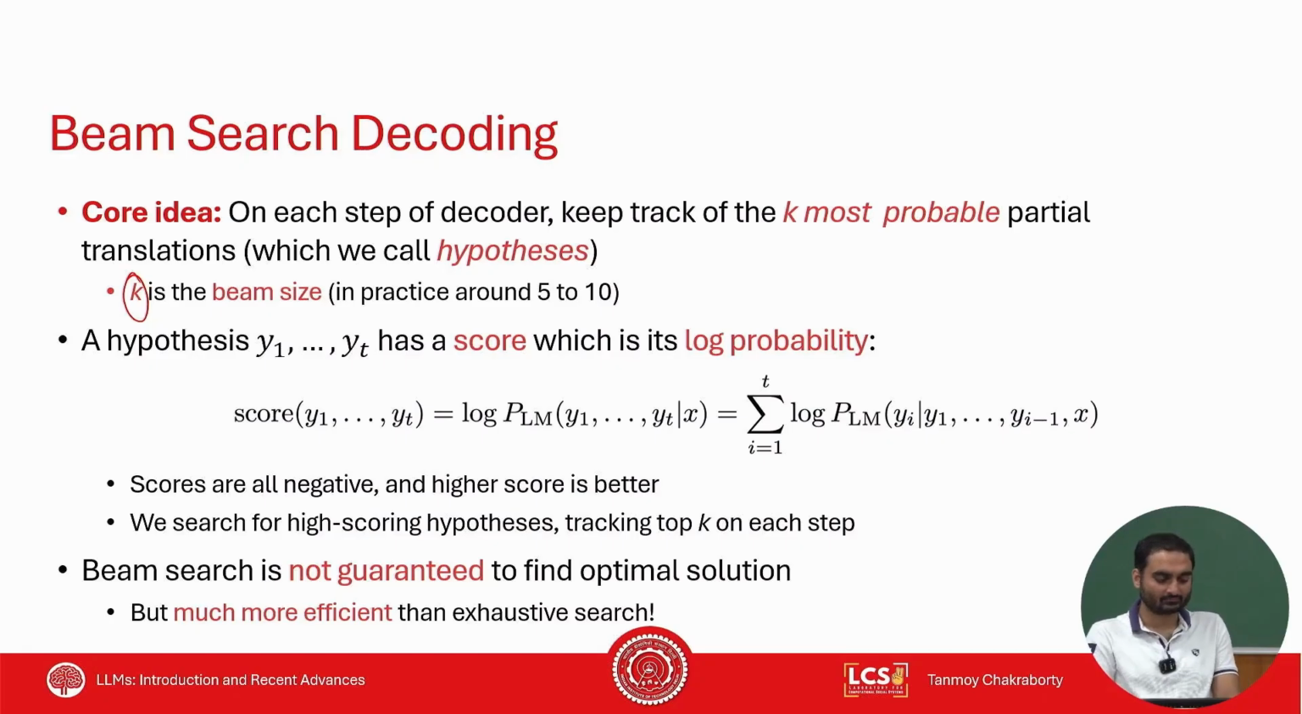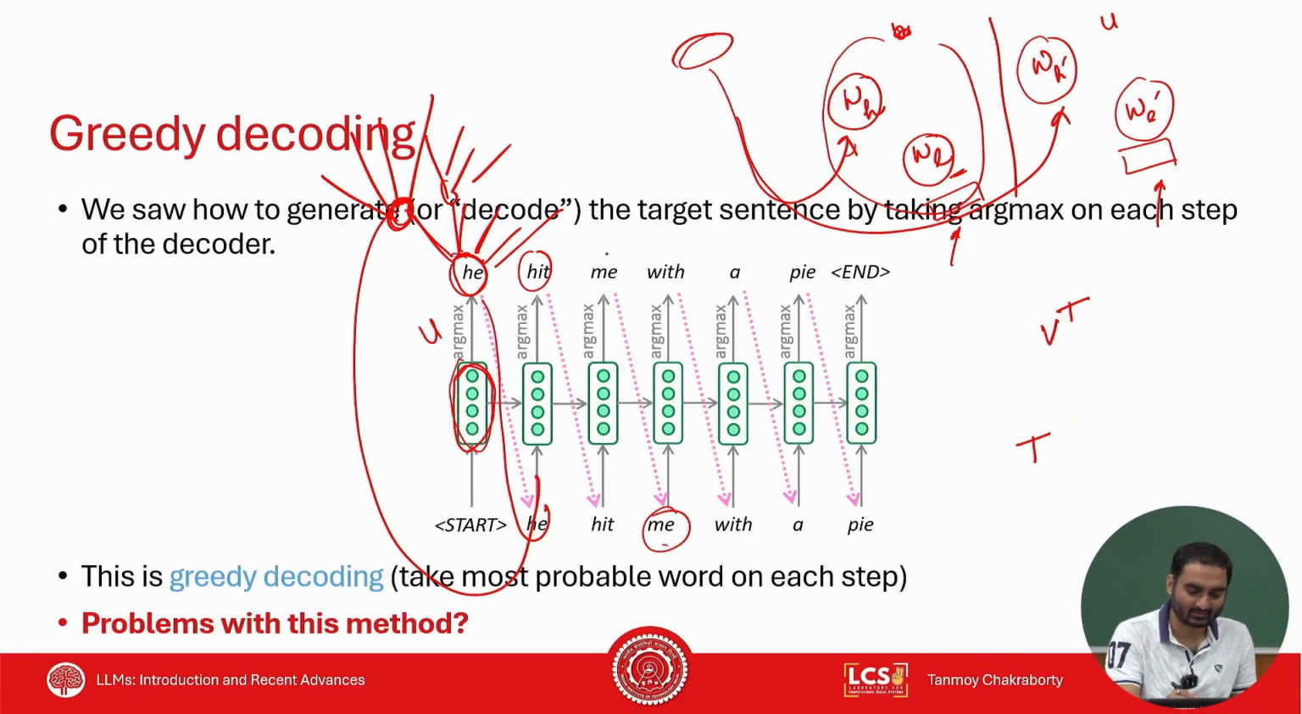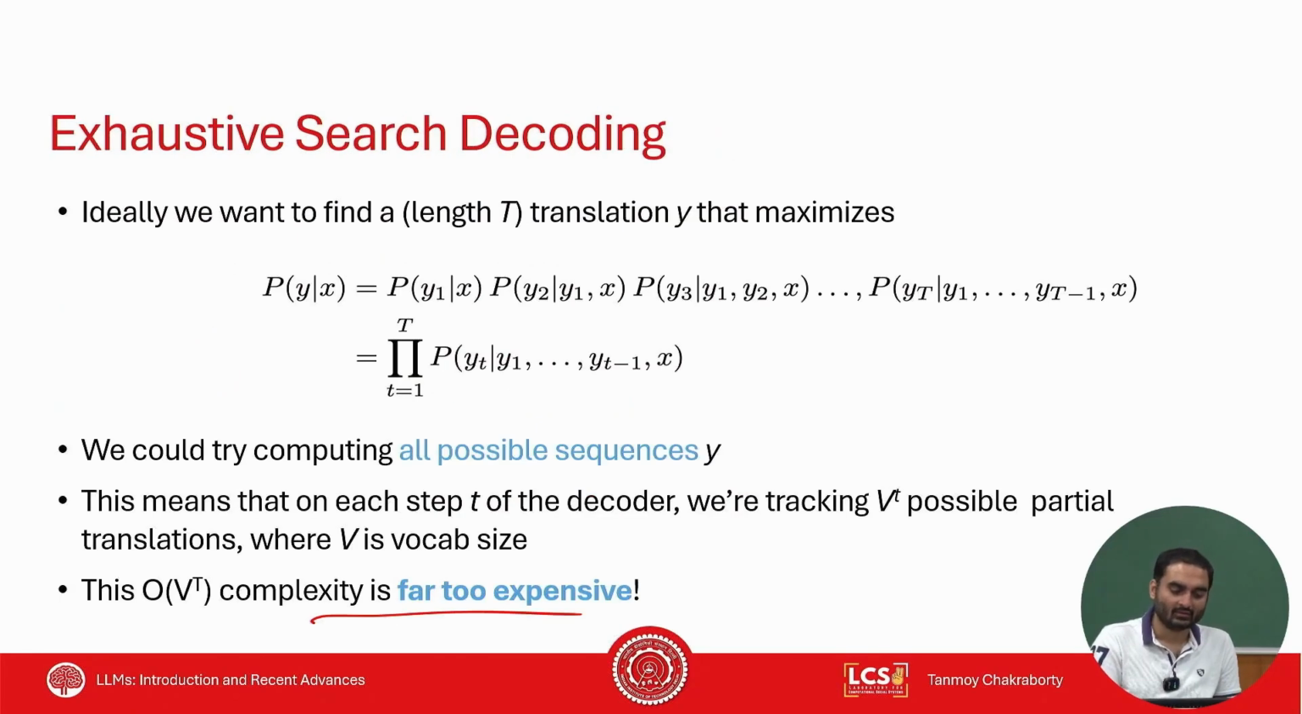At every stage, let's say I generate k tokens. From each of these k tokens I further generate k tokens, and so on and so forth. So complexity is still significantly high. Complexity is still k to the power t, isn't it? But k is much smaller than V, and you can decide the value of k.